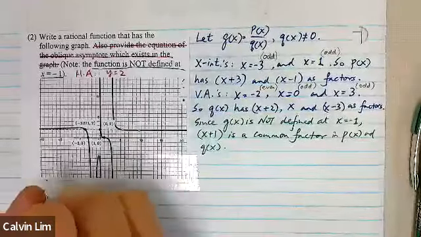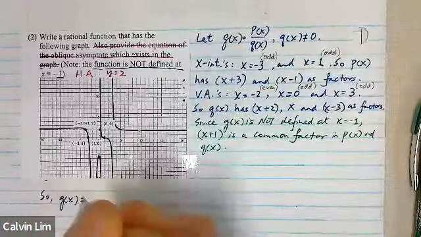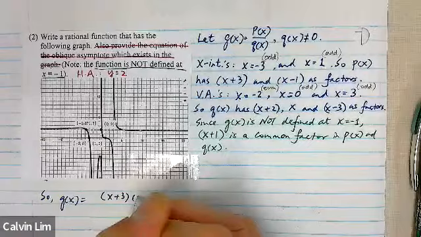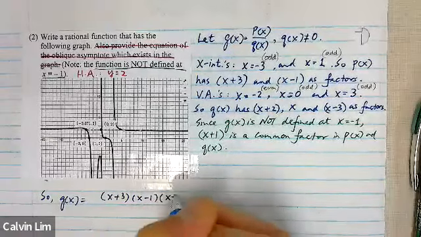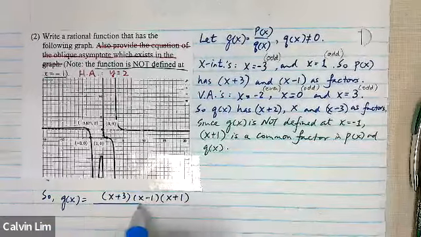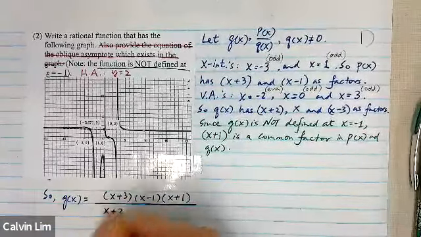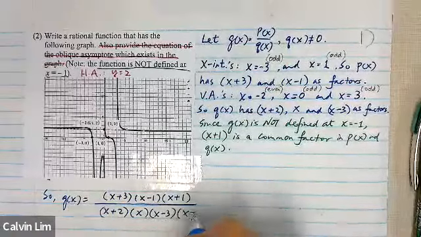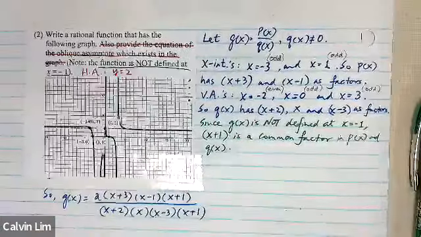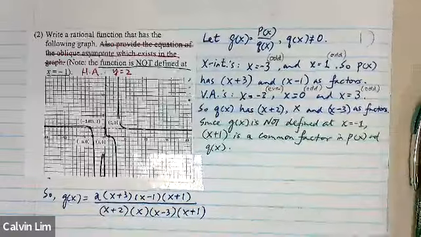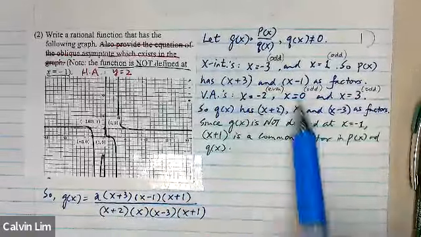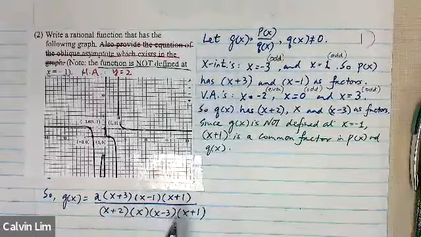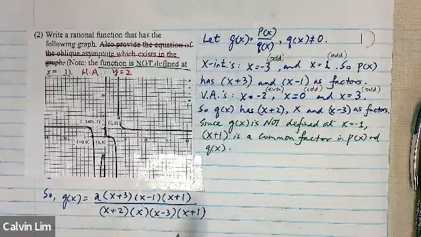So G of X is, I have X plus 3, X minus 1, X plus 1 over X plus 2, X, X minus 3, X plus 1, right? And I always have the unknown leading coefficient that I have to determine. So now, because of these odd and even multiplicities, we have to put down the exponents for each of these. We have to determine, right?